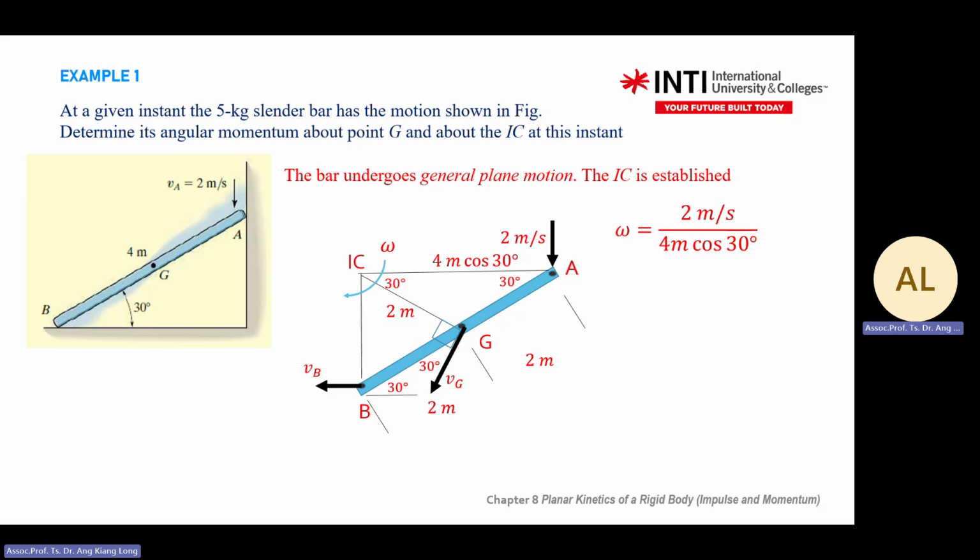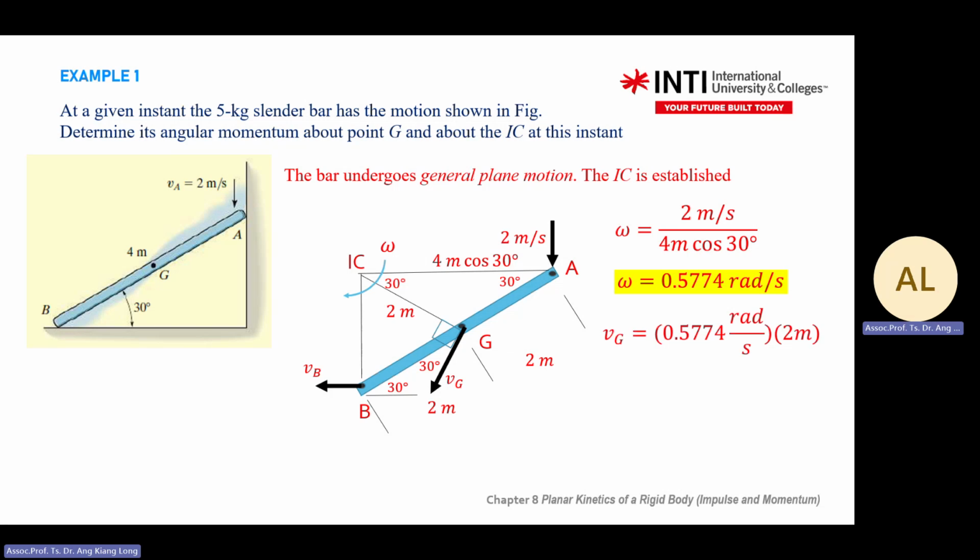You know that V equal to omega R. This V and R are perpendicular. I mean, these two vectors are always perpendicular. So if V goes down, your R will be this way, perpendicular to your velocity vector. It is this one. And the R is always referring, in this case, to the IC. So directly the R is A to IC.